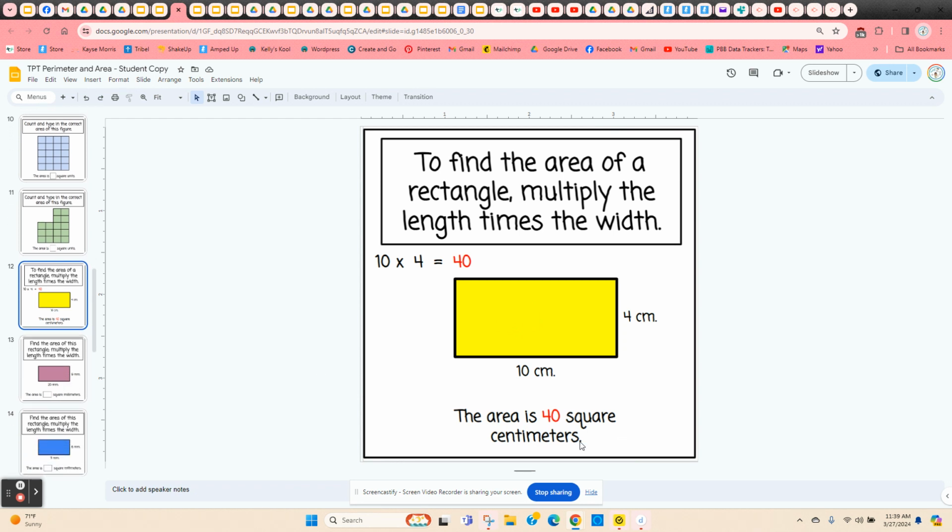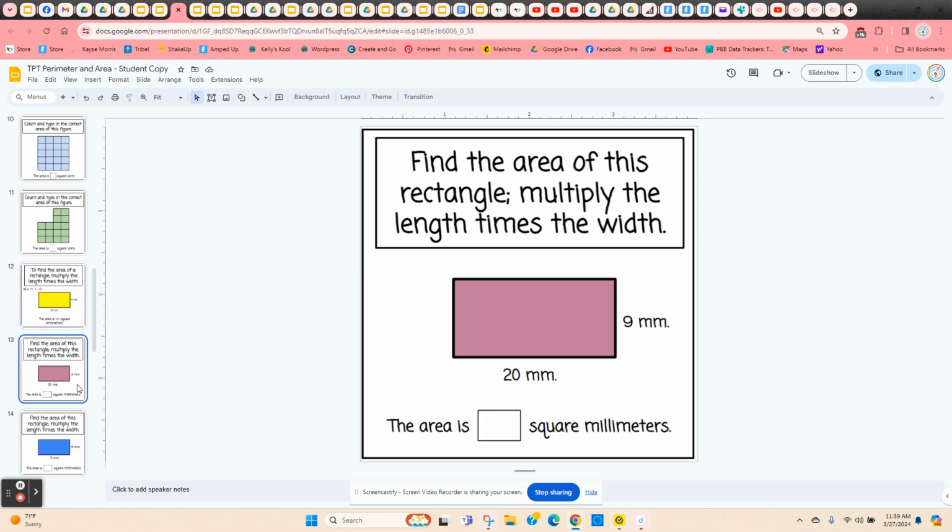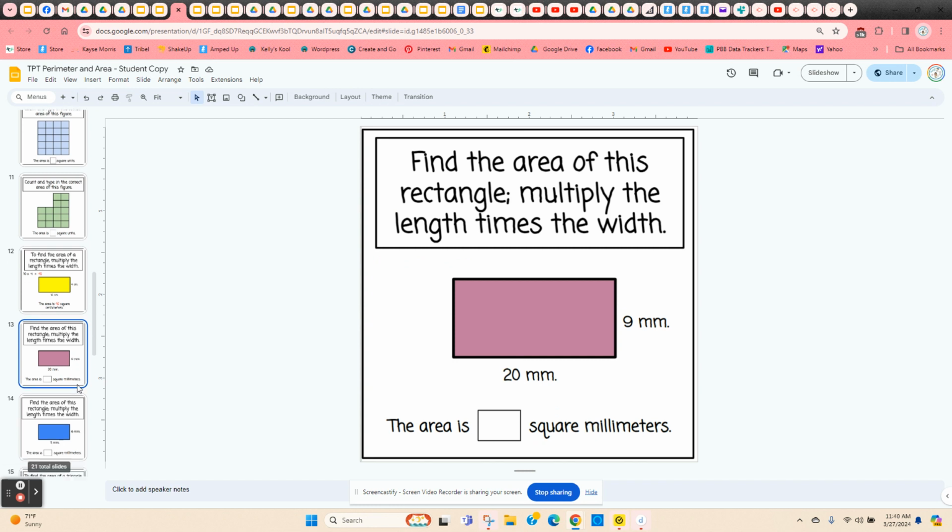And they want to make sure you point out that when we're finding the area, we need to have square as part of our answer. Square centimeters, square inches, etc. Here again, length times width.